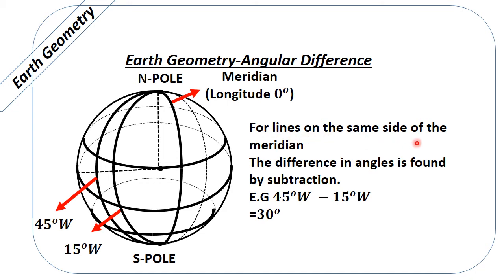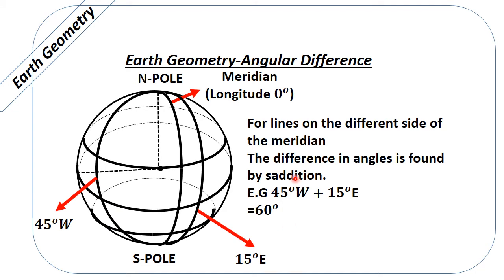So for lines on the same side of the meridian, let's say this is the meridian, we use it as a reference when calculating the angles. For lines that are on the same side of the meridian, this side, the other side of the meridian, of course, is this side. The difference in angles is found by subtraction. So if points are on the same side, you subtract them to get the difference. Get the bigger number, you remove the smaller number. Here, for example, we have 45 degrees west and 15 degrees west. So 45 minus 15, we get 30 degrees. That's the angular difference between these.